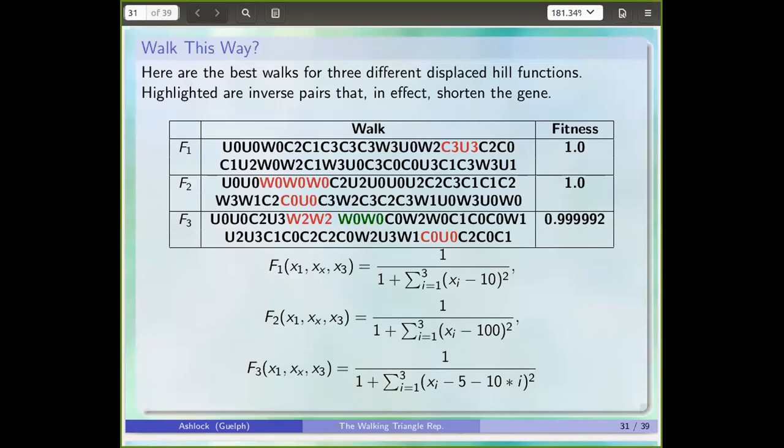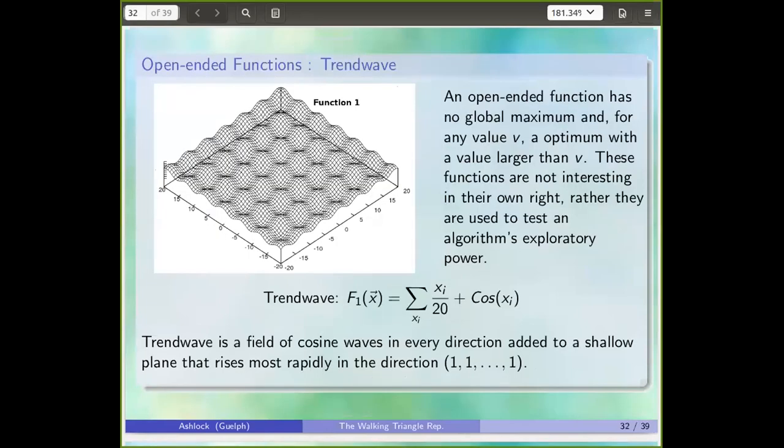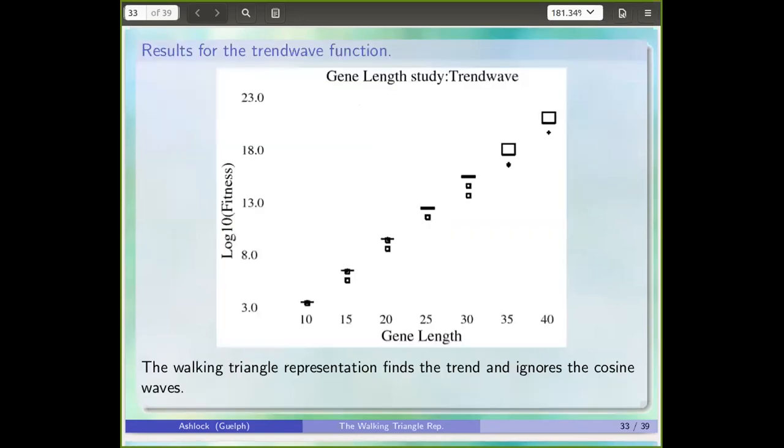Cool. Okay, now, this is a completely artificial function I thought up to test how good an evolutionary algorithm is at exploring. In this case, what I have is a very low slope plane, slope roughly 1 over 20 in each dimension, with cosine waves added to make it confusing. Its maximum rise is in the direction of 1, 1, 1, 1, 1, 1, 1, 1, 1.